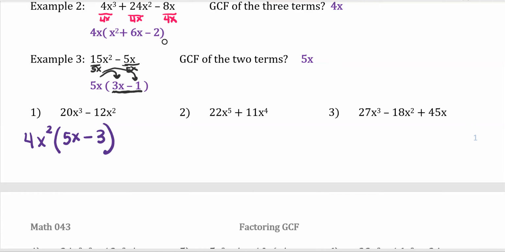Number 2, the largest number that goes into 22 and 11 evenly is 11. They both share the variable x. Take out the one with the smallest exponent. Divide each term by your greatest common factor. And what you have left in parentheses is the other factor.